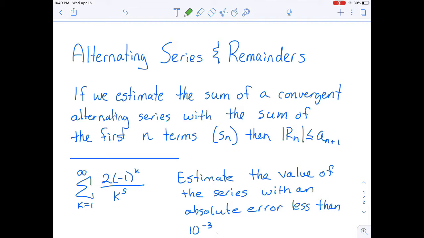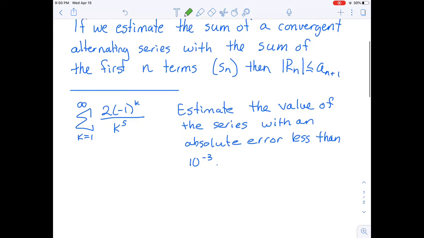This problem is related to alternating series and remainders. What we need to know here is that if we take a convergent alternating series and we estimate the sum by chopping it off at some point and just adding the first couple terms, we can figure out something about the remainder or the error. So if we estimate with the first n terms, then the magnitude of the remainder is less than or equal to the first omitted term.